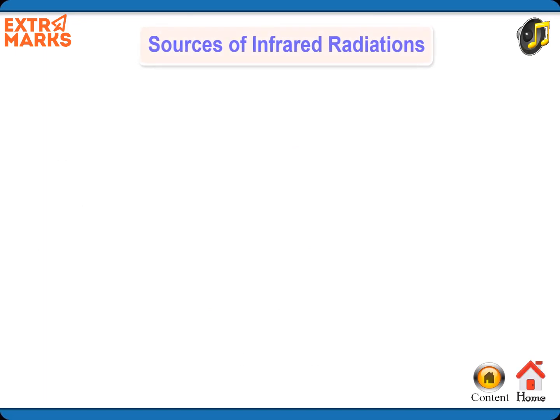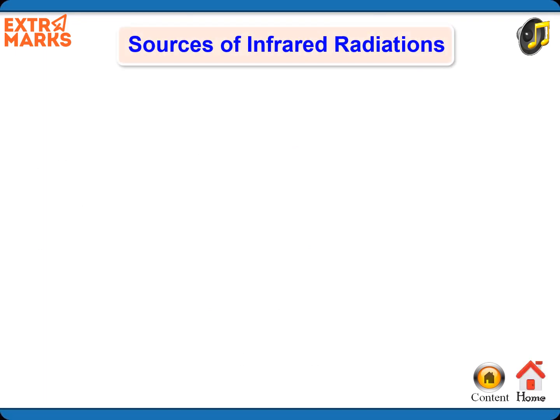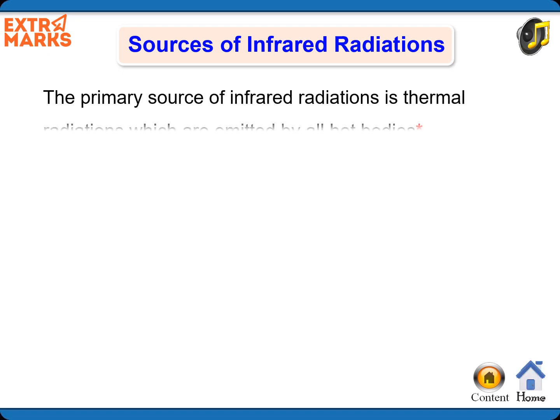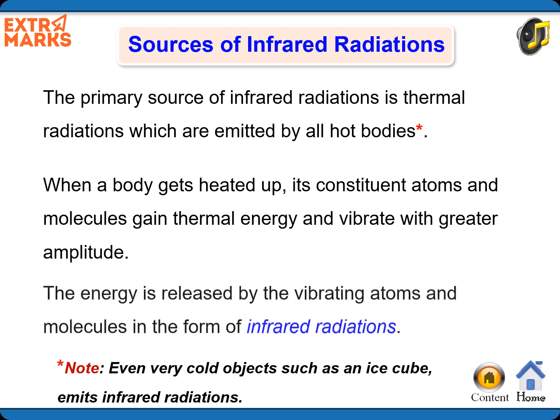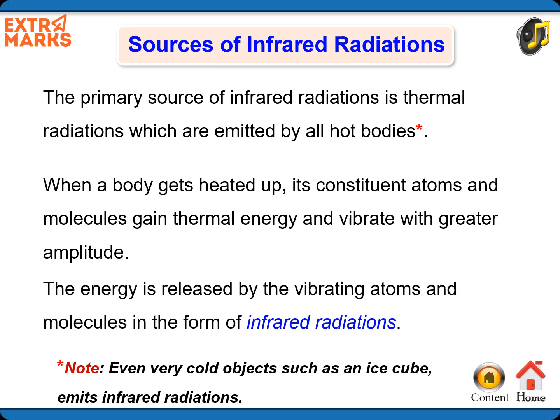Let's study about the sources of infrared radiations. The primary source of infrared radiations is thermal radiations, which are emitted by all hot bodies. When a body gets heated up, its constituent atoms and molecules gain thermal energy and vibrate with greater amplitude. In this process, the energy is released by the vibrating atoms and molecules in the form of infrared radiations.